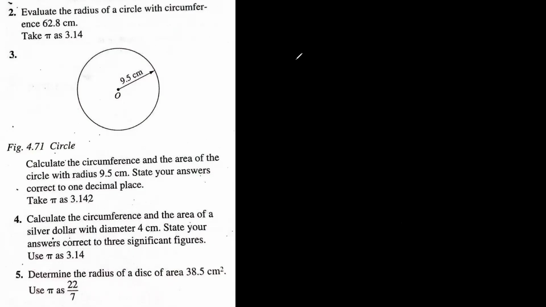So let's work the circumference. For number 3, we're going to write our formula. C is equal to 2 pi r. Every time you do it, write the formula, and you will learn the formula by heart just by writing it over and over again. So R is equal to 9.5 centimeters.